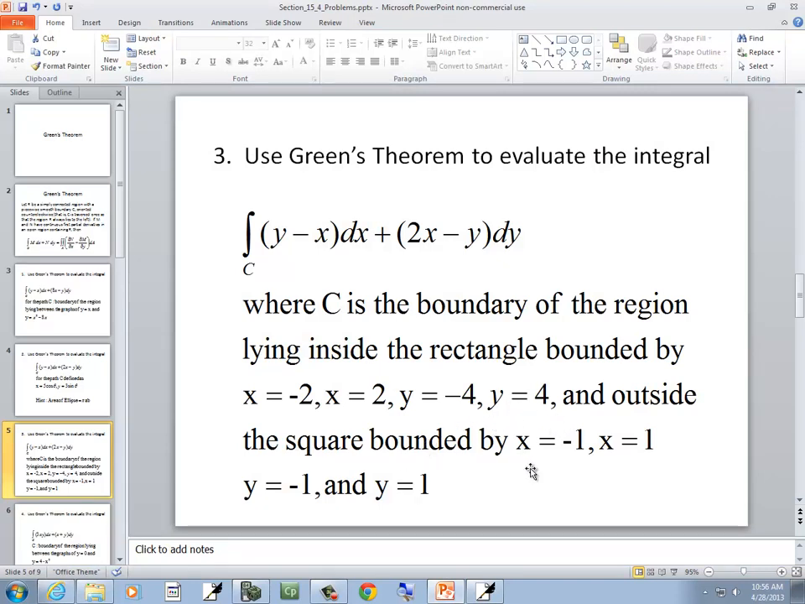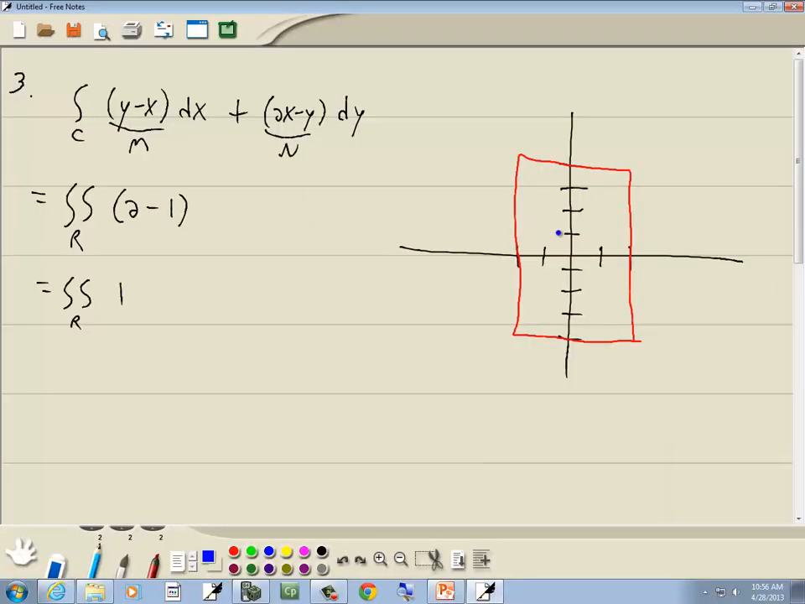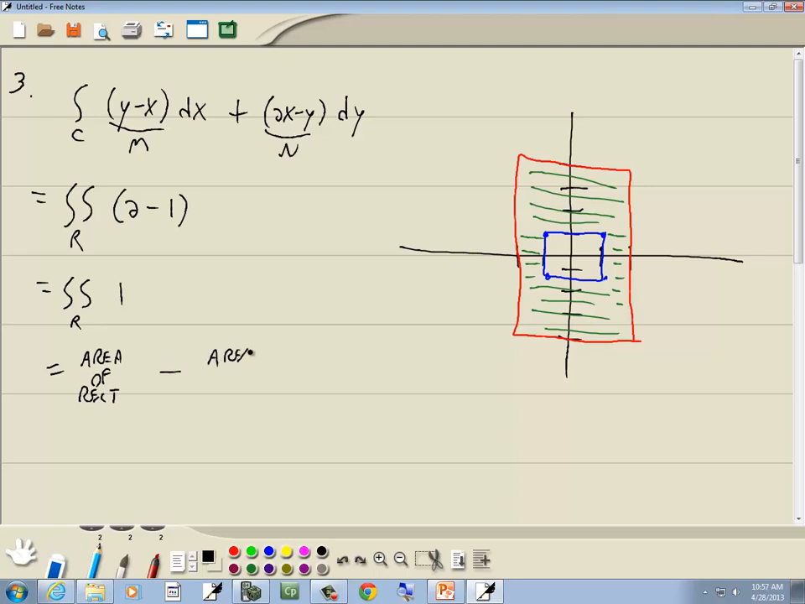And outside the square, bounded by -1 to 1 on x and y. That should be a square, but you get the idea. There we go. And what it's asking us for here is this right here, when we're talking about the area. So if I look at the area of my outer rectangle, this is the area of the rectangle minus the area of the square.